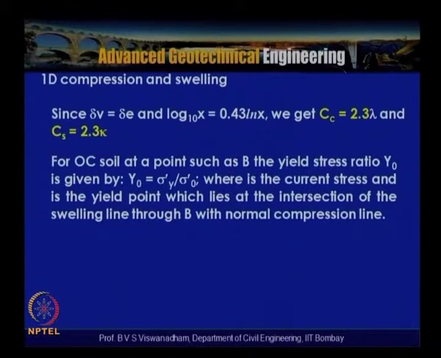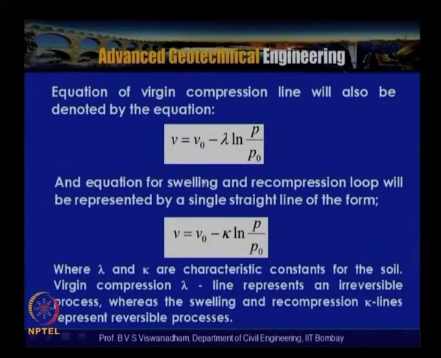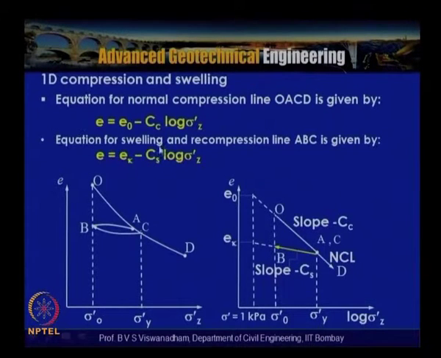Now, since the change in volume is equal to the change in void ratio, and log x to the base 10 is equal to 0.43 times the natural logarithm of x, we get Cc is equal to 2.3 lambda and Cs is equal to 2.3 kappa. Once you substitute the natural logarithm with the logarithm of base 10, we get this particular relation; they are one and the same.